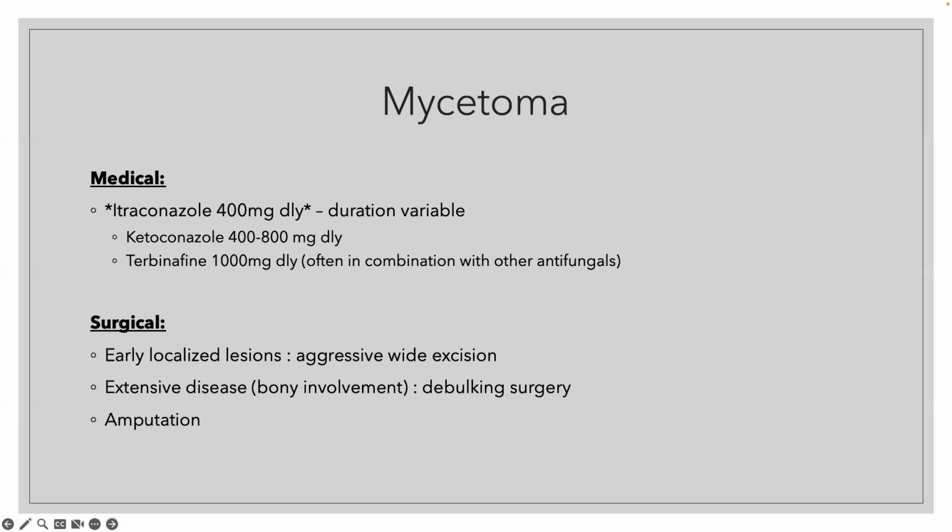Surgery is often also performed as first-line treatment for eumycetomas, and care must be taken throughout the surgical procedure to prevent contamination and further infection. So they place emphasis on maintaining the integrity of the capsule. Aggressive wide excision should be performed in local lesions, and debulking surgery reserved for extensive disease with bone involvement.